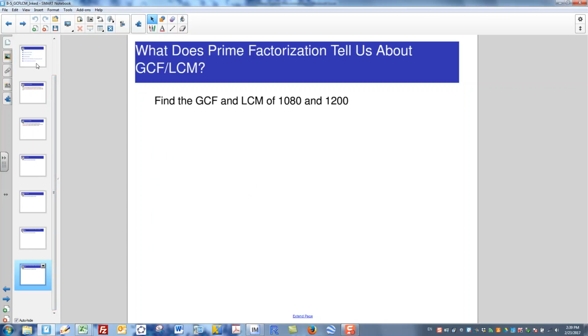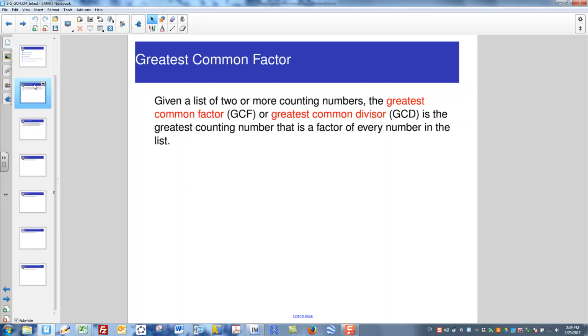Given a list of 2 or more counting numbers, the greatest common factor, or greatest common divisor, is the greatest counting number that is a factor of every number in the list.